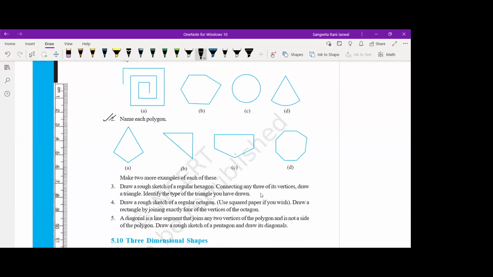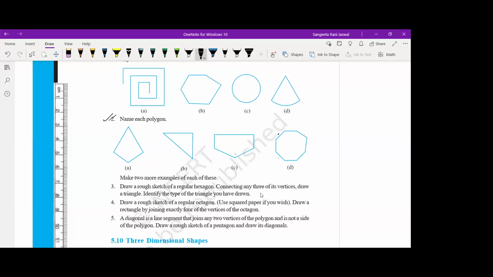Okay, this figure is a triangle. You all know. How many sides are here? Just check the sides and name it. It's a pentagon. Next one. Hexagon. It's 1, 2, 3, 4. Octagon. 1, 2, 3, 4, 5, 6, 7, 8. It's an octagon. It's 8-sided.